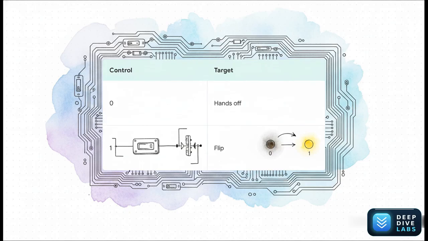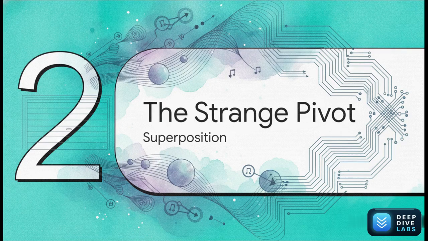These four lines are the entire rulebook. The whole shebang. So far, this is completely ordinary. You could literally wire this up in your garage right now with classical wires and standard switches. Absolutely nothing mystical has happened yet. So, moving on to the strange pivot: superposition.